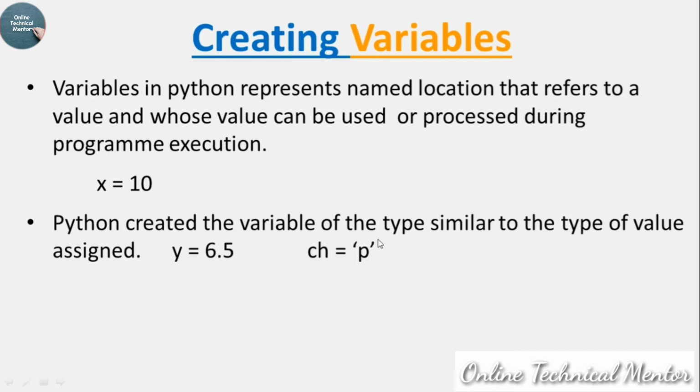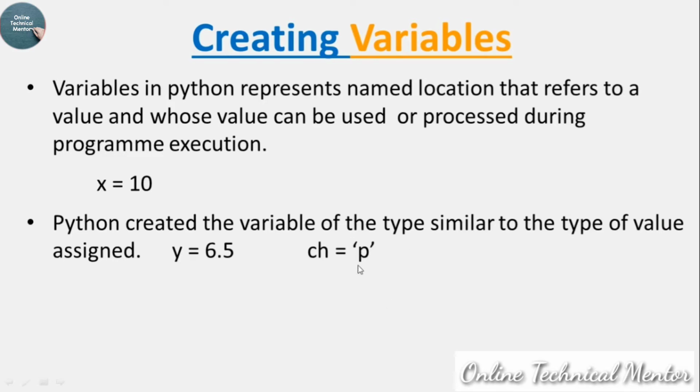Python created the variable of the type similar to the type of the value assigned. That means when you are assigning some value to that variable, the variable will get the type of that value. Suppose when you are storing 6.5, that means y will be treated as float. So when a fractional decimal is stored within some variable, this is declared as float type or double type.